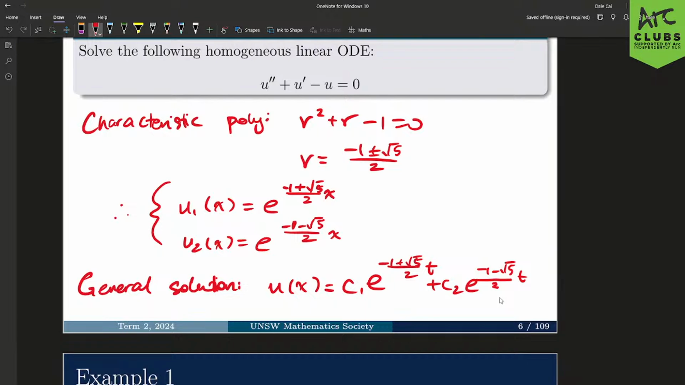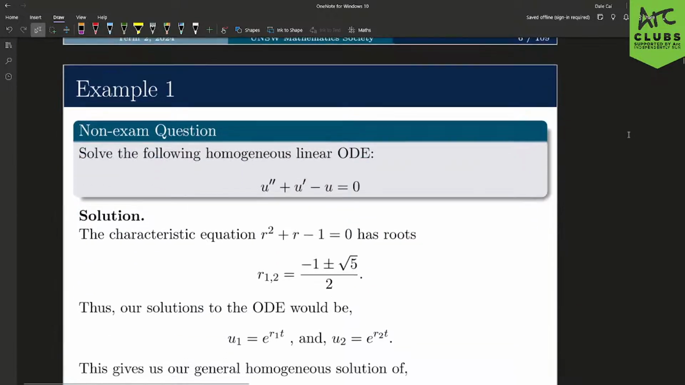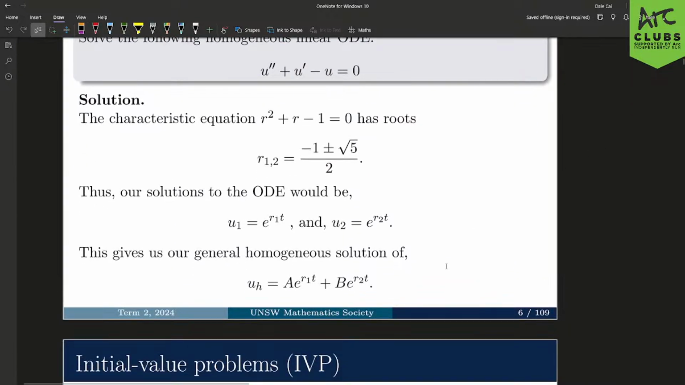So it should look like this. That's what this is doing. They used A and B instead of C1 and C2. Either way is fine.